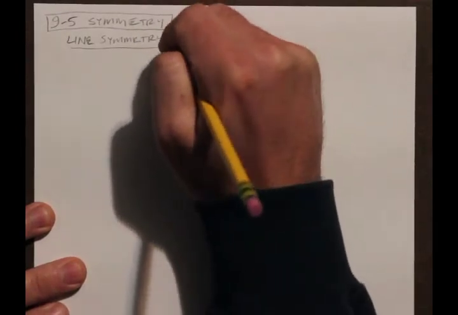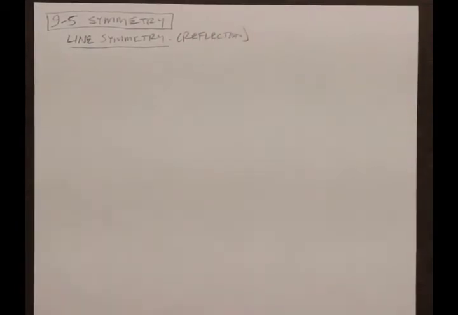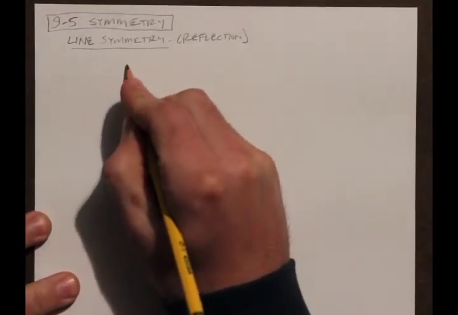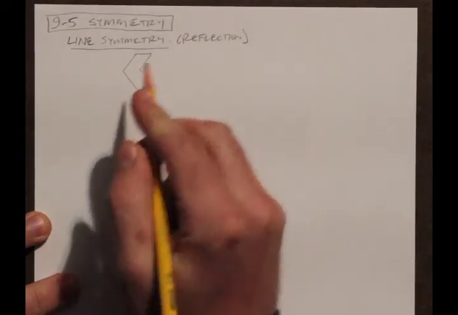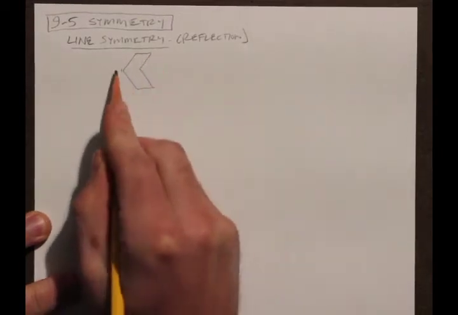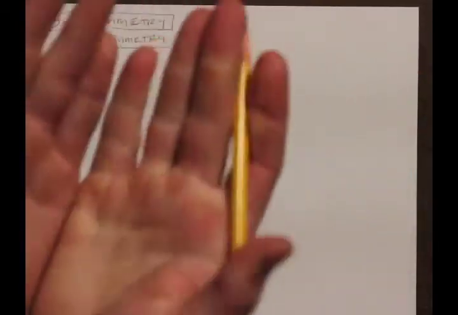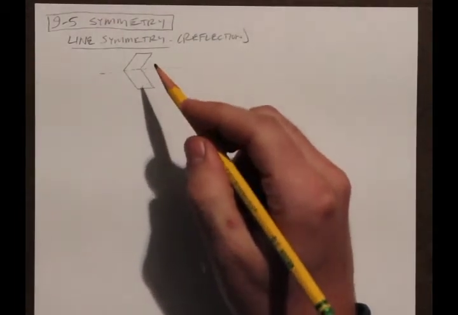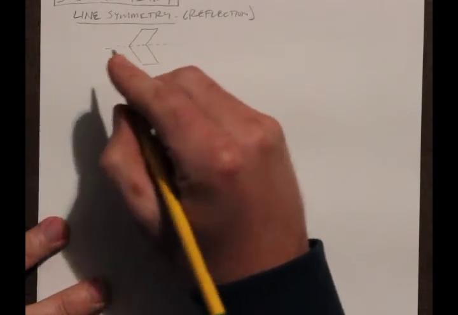This is a reflection. An example of that might be if I have this sideways chevron. If I look at this and try to find the line of symmetry, it'd be right here. That's the line that my shape could be folded on, and it would be a mirror image of itself right along this line. So let's see if we can draw some examples here.